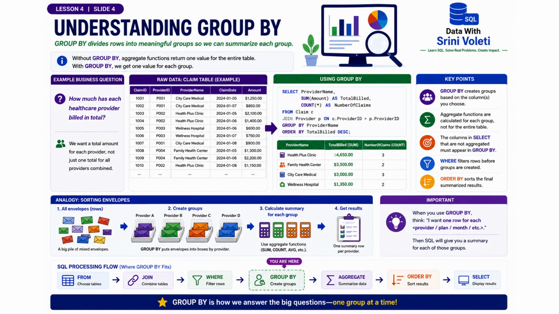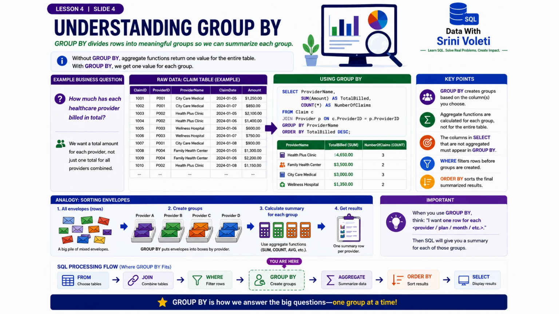That is the real power of group by. Look at the results table. Notice how each healthcare provider appears only once, but each row now contains meaningful business information. We can immediately compare providers. We can see who billed the most. We can see how many claims each provider submitted, and all of that comes from the same raw data we started with. We did not change the data. We simply organized it into meaningful groups.